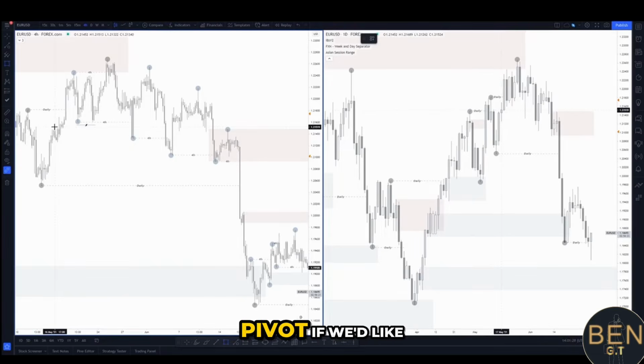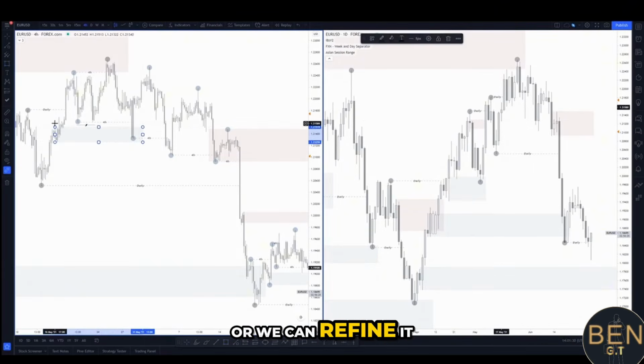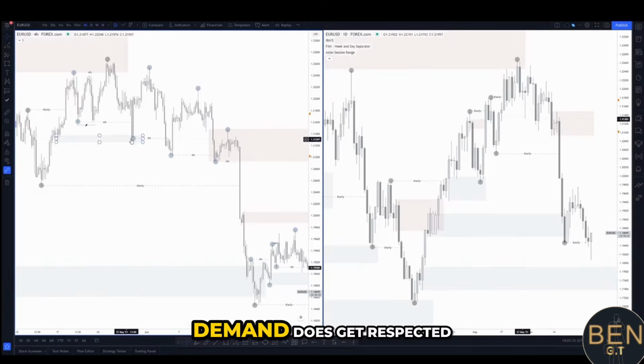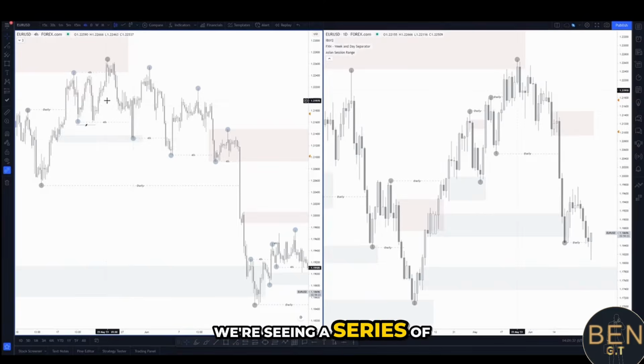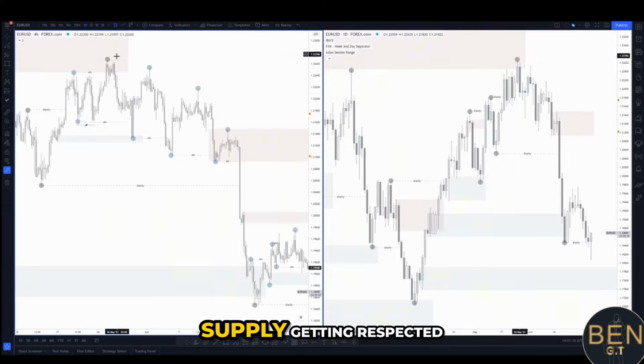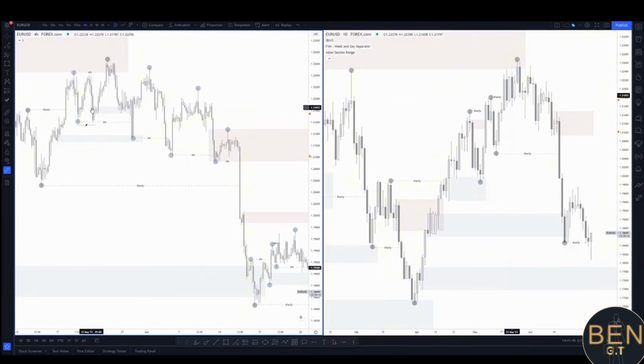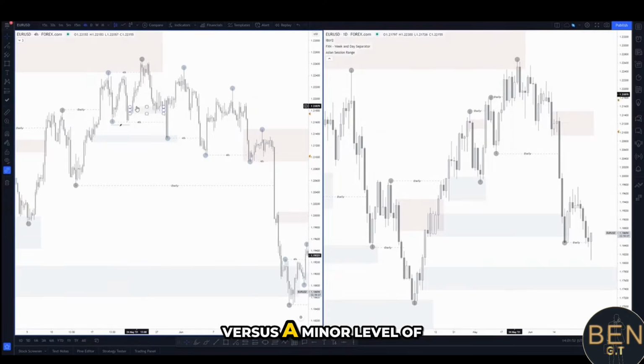We can use the entire pivot if we'd like, or we can refine it to the most recent candle. What we can see is demand does get respected. So right now we're seeing a series of supply getting respected, demand failing. So we can just draw on that demand zone as well, just for reference. You can see demand failing, demand being respected. This is more an extreme level of demand versus a minor level of demand, because this is more in the lower portion of the range of the daily price action.